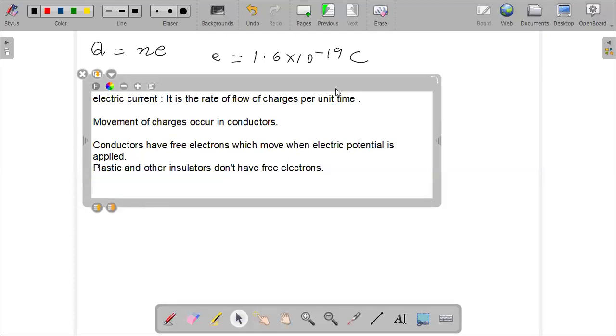Okay, what do you think about a salt solution? Is the salt solution a good conductor or a poor conductor? Good conductor. So why is it a good conductor? Are there free electrons? Is it due to the ions? Yes. Salt solution contains ions, which conduct electricity.